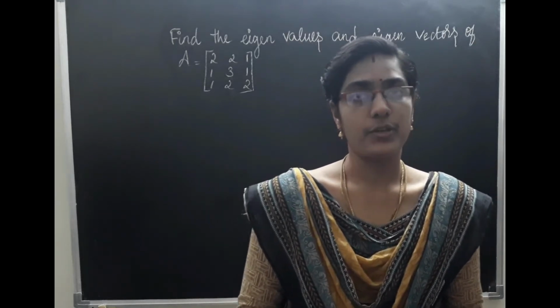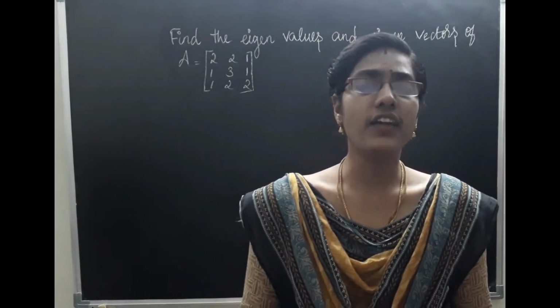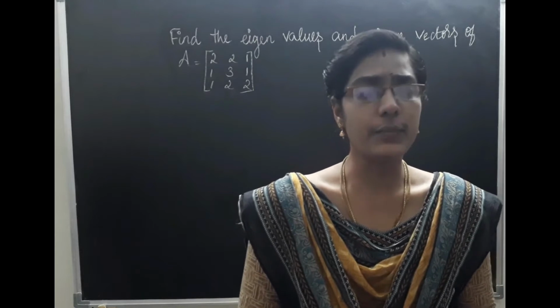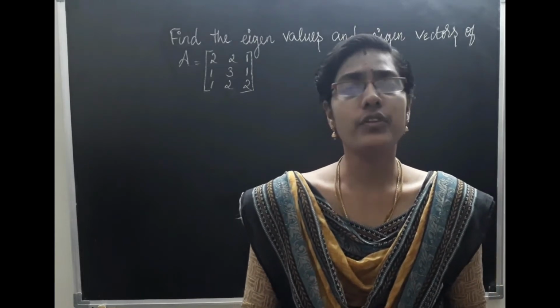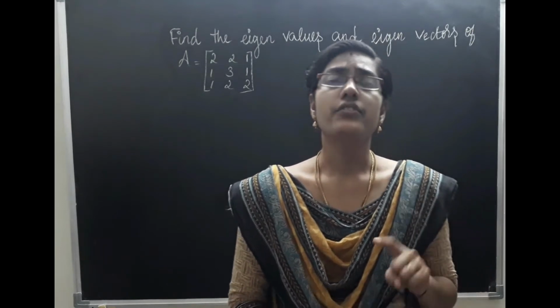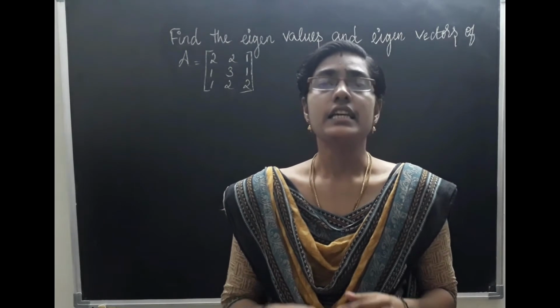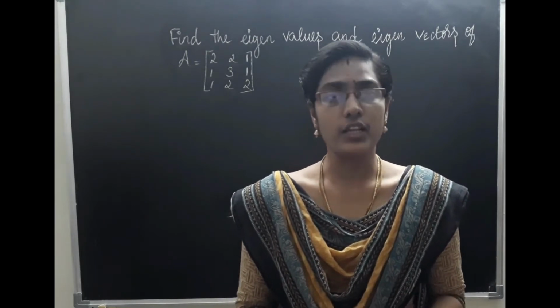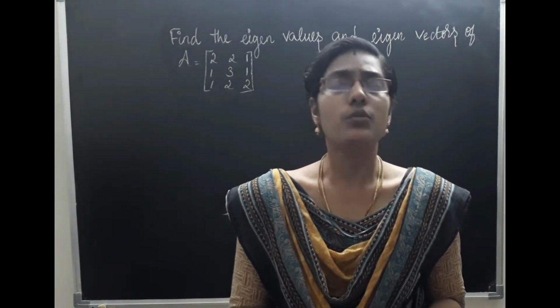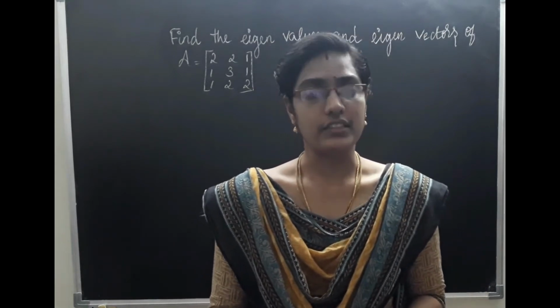Engineering Explorer Academy. In this video, we are going to learn how to find the eigenvalues and eigenvectors of a 3 by 3 matrix. This also will follow the same 3 steps as that of a 2 by 2 matrix. First, we need to find the characteristic equation for the given matrix. Second, we need to find the eigenvalues, which are nothing but the roots of the characteristic equation. And the last one is to find the eigenvectors.